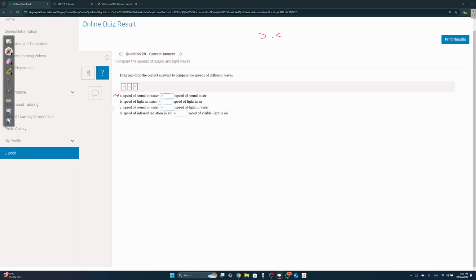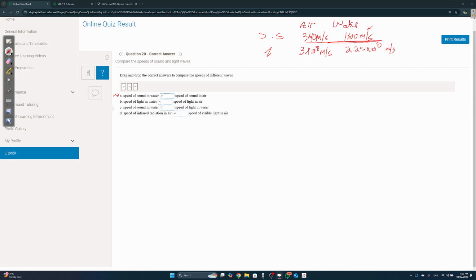Speed of sound in air and water. In air it's 340 meters per second. In water, it's 1500 meters per second. Speed of light in air is 3 times 10 to the power of 8 meters per second. And in water, let me Google this. My bad, it's not 1.6 times 10 to the power of 8. It's 2.25 times 10 to the power of 8 meters per second. If you want to memorize this, you can go ahead, but he asked us about these two.